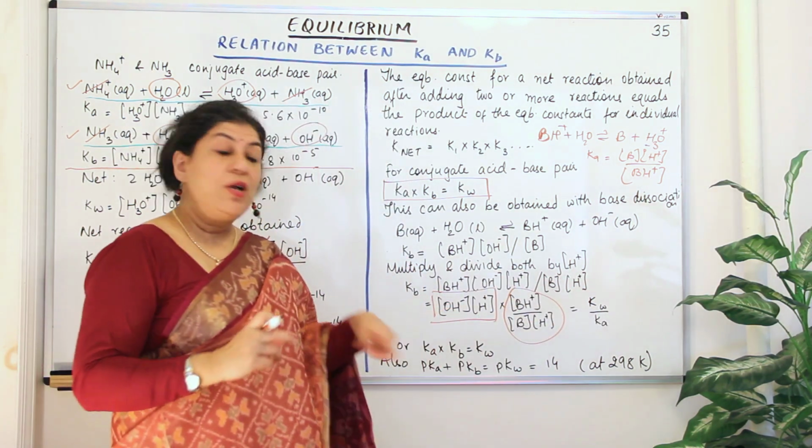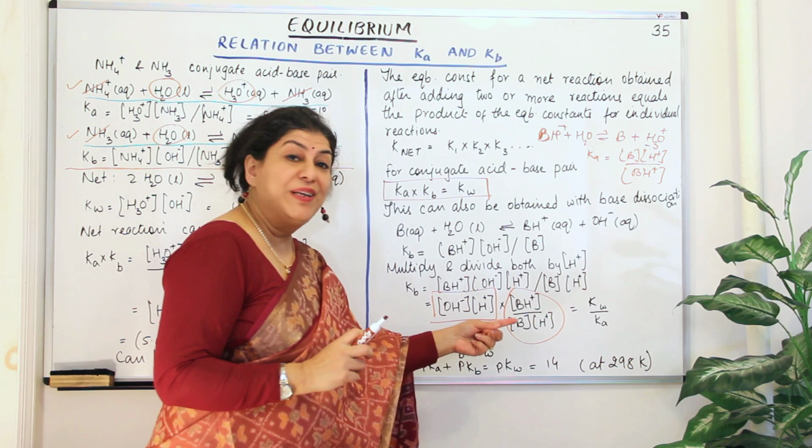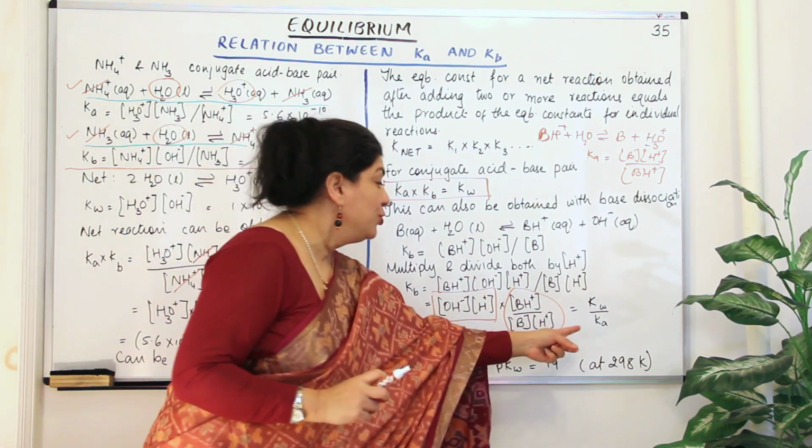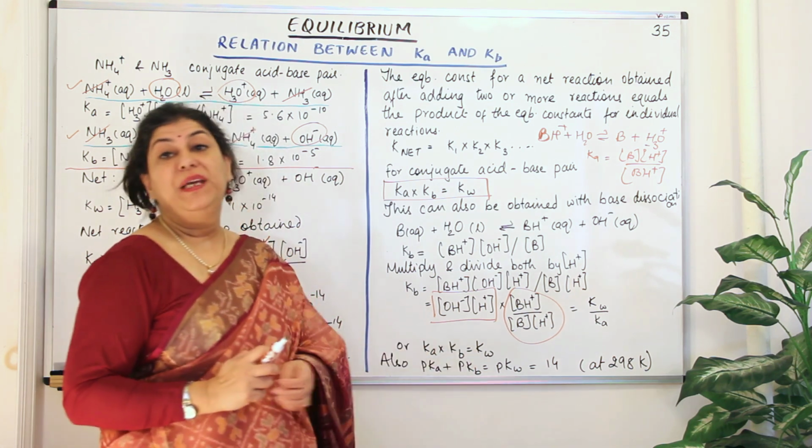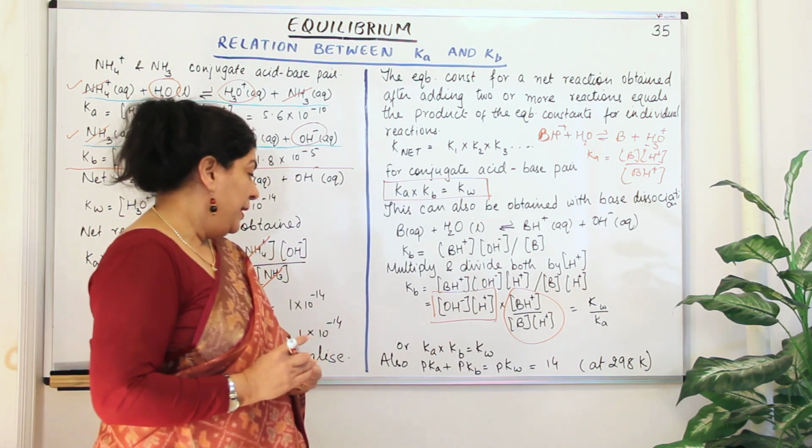So in other words, what is Kw? Kw is Ka into Kb. Bring the Ka up here. It will be Ka into Kb would be equal to Kw.